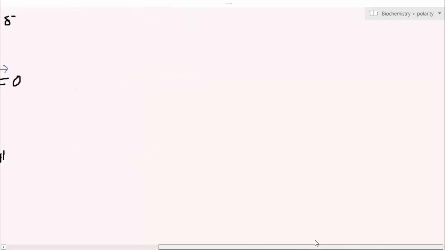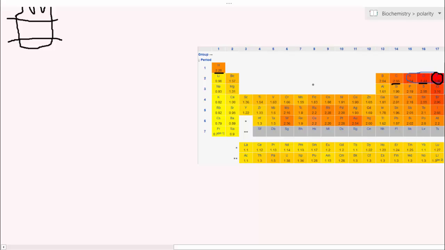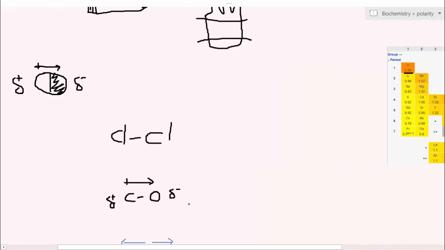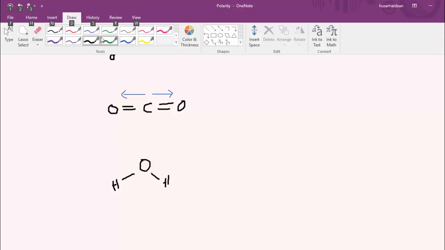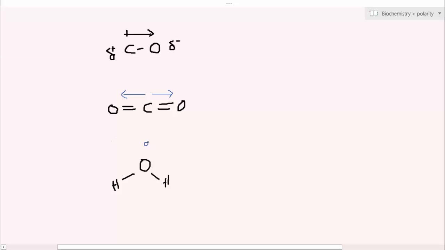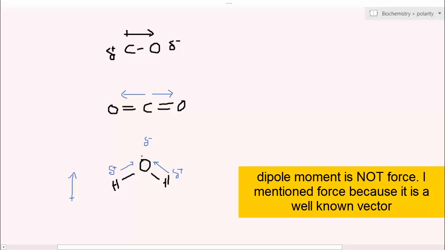Going back to the table, oxygen has higher electronegativity than hydrogen. So there would be a partial negative charge on this oxygen and a partial positive charge on this hydrogen. And since the arrows are not canceling each other, they would be drawn like this, there would be a net dipole moment upward. Think of them as vector summation. The net force would be upward.